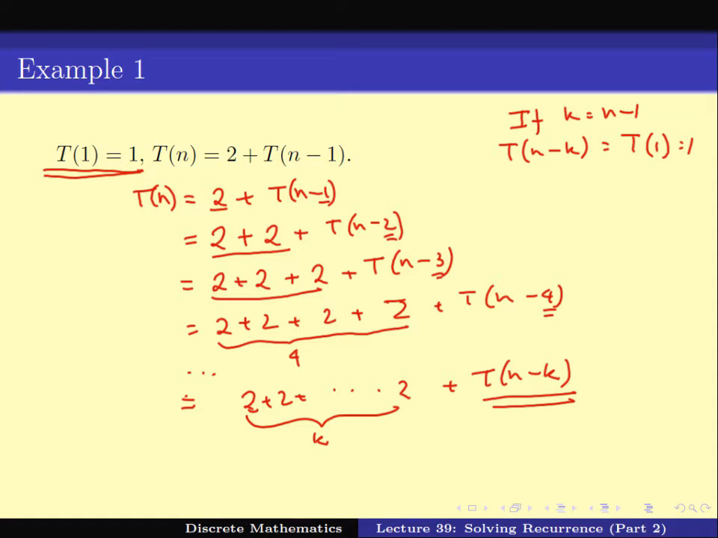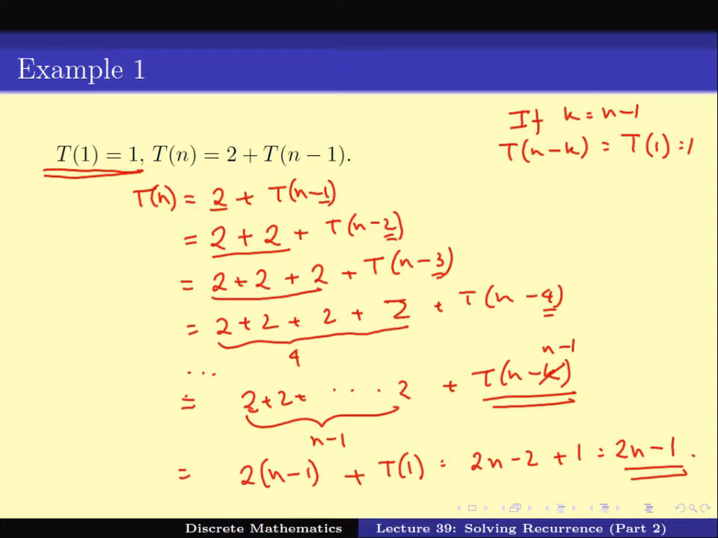So in fact, if I remove this k here and instead I write n minus 1, what do I get? Here I should get 2 times n minus 1, because I have 2 times n minus 1 plus T1, which is 2n minus 2 plus 1, which is 2n minus 1. Okay. So by doing so, we have guessed that Tn equals 2n minus 1.